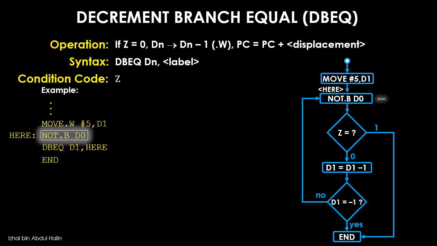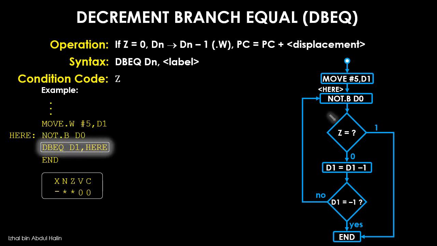When executed, it will change the status register as follows. The N and Z flags are affected, the V and C flags are reset to 0, while the X flag is not affected at all. The next instruction is our decrement and branch instruction. When executed, it reads the Z flag. To see the value of the Z flag, we will look at the previous instruction, NOT.B D0. If D0 is initially not equal to FF, then its inverse value after executing the NOT instruction is non-zero. This resets the Z flag to 0.